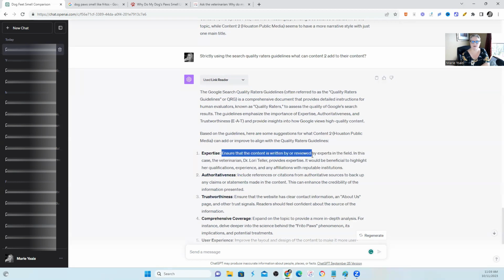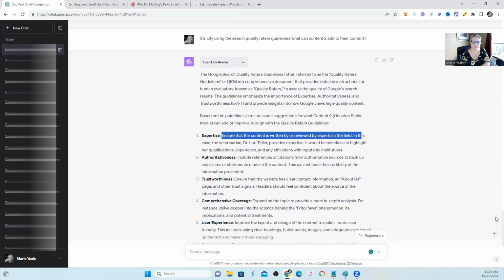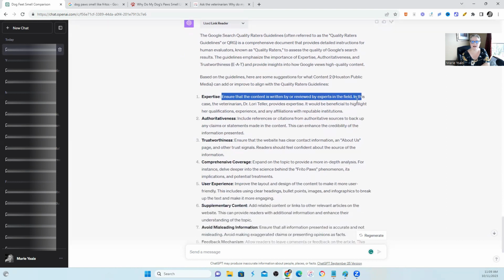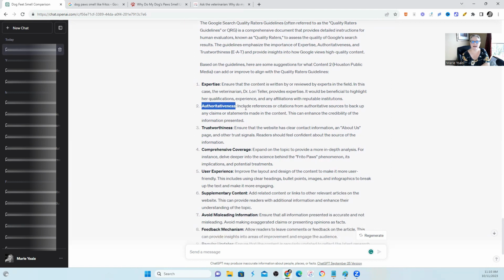What I want to do is just compare it to the actual guidelines, and it tells me expertise: ensure that the content is written or reviewed by experts in the field. Content 2 is not. It's not reviewed by anybody. It's probably not written by an expert. It did say content 2 does have a veterinarian that provides expertise, but it doesn't look like they're indicating that with their content. So it mentions authoritativeness is missing from content 2. They're not using any citations or sources to back up any of their claims or statements.